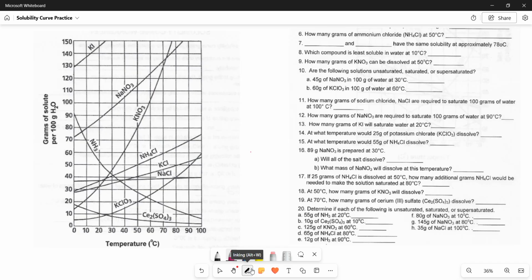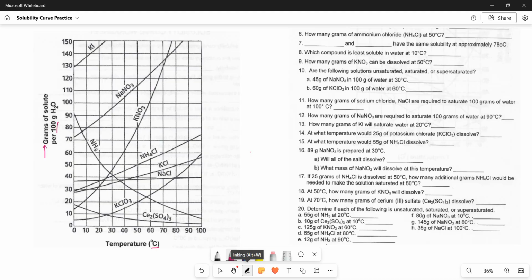You can see on the left side of the screen I have a general solubility curve with many solutes that we're going to be studying. The y-axis is the amount of grams of the solute in 100 grams of water, and the x-axis is the temperature. So we're just going to go down through the questions on the right side and answer them together. And hopefully this will help you understand how to read a solubility curve for different things that you're doing in chemistry.